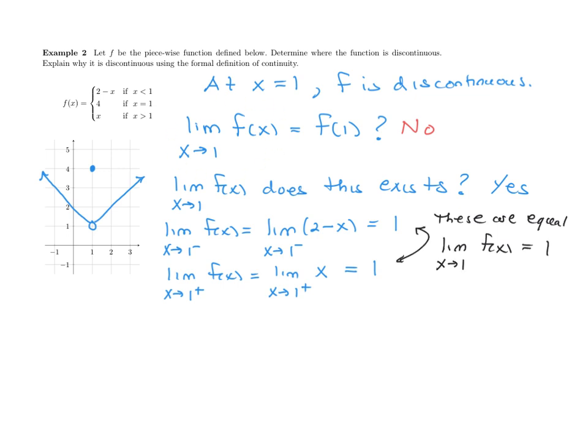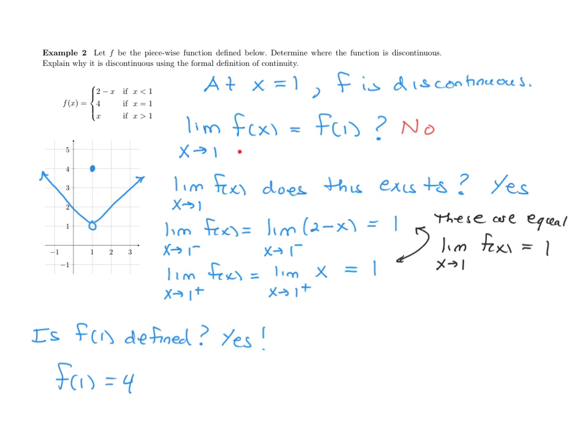The limit exists. Is f of 1 defined? So that's the next question. Is f of 1 even defined? And that's a very easy answer. The answer to that is also yes. And that's because f of 1, by definition, is 4. You put 1 into the function, you get the number 4 back. There is a value there.